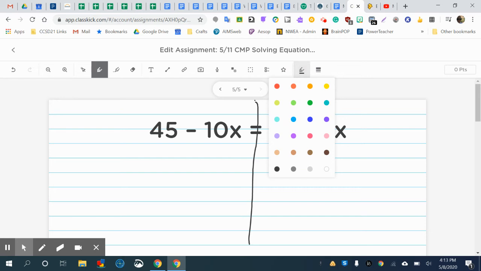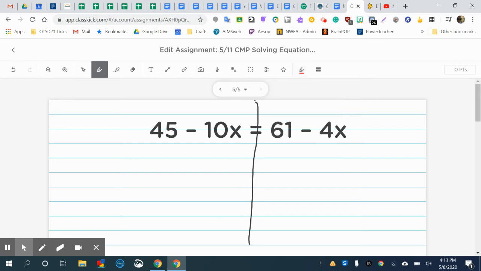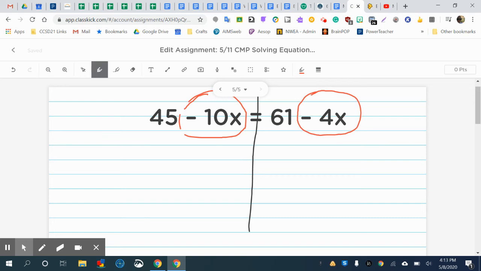Now, you have to be super careful on this one because we need to make sure that we're considering the sign in front of our x's. The reason being is this is a negative 10x. This is a negative 4x. That negative is important because when we decide what we're going to move, we have to do the opposite. So in this case, hopefully you can see that negative 10x has a lower value than negative 4x.